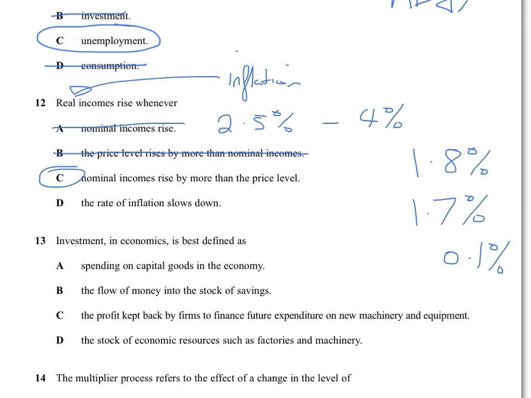So anyway, D, the rate of inflation slows down. Now, that's just stupid, because the rate of inflation could have been, with this first example, 5%, but now it's only 4%, but it's still more than incomes are rising by, so it can't be that.